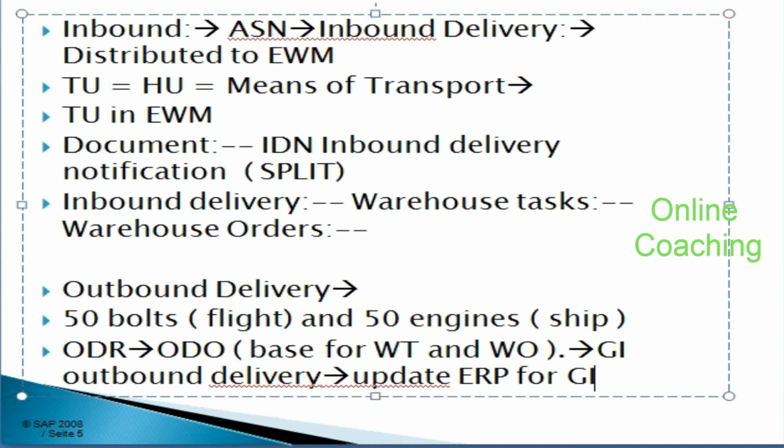What are the main documents that get exchanged between ERP and EWM? So one is the inbound delivery notification, and on the outbound side it is called the outbound delivery request, which will be converted to the outbound delivery order, and then once all your warehouse tasks and warehouse orders are executed, it will be converted into the goods issue also. Is it clear now? What are the main basic words? So that means the goods issue information will be transferred to ERP? Yes, ultimately, because in the ERP you have to update the goods issue information.